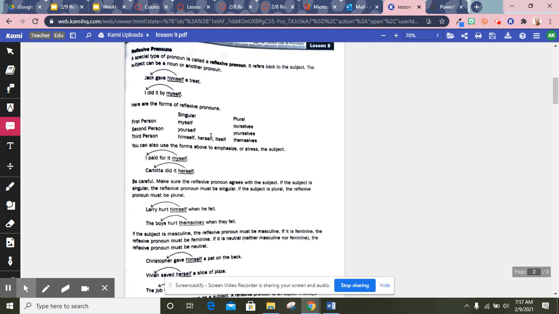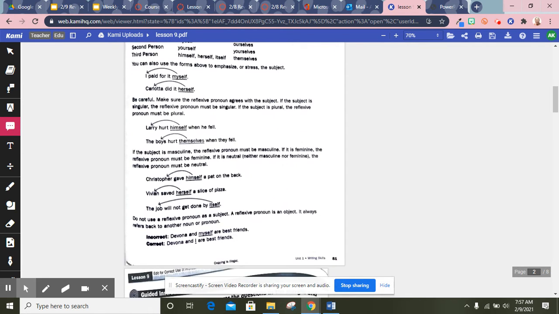Here are some forms of the reflexive pronoun. First person, myself or ourselves. Second person, yourself, yourselves. Third person, himself, herself, itself, themselves. And remember, y'all will probably not be writing much in the second person. We write mostly in first and third, but you need to know it just in case there are questions about it and so that one day you do write with it.